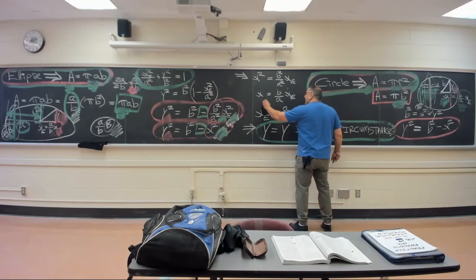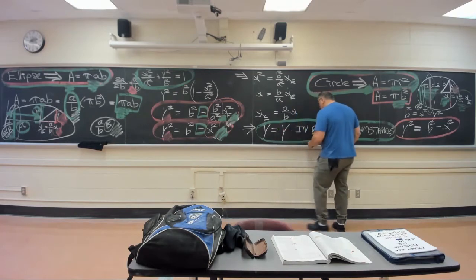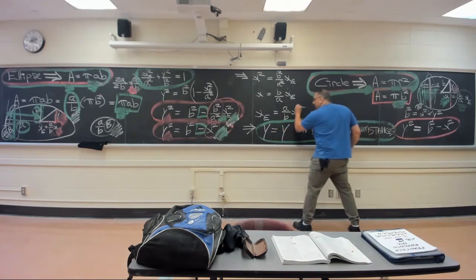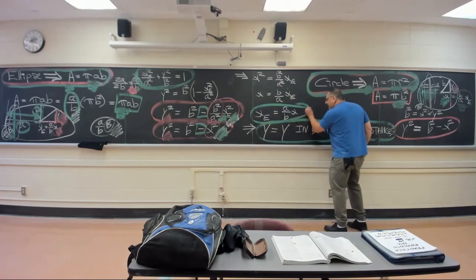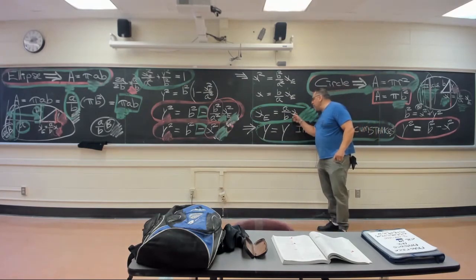Square root both sides: x equals b over a times xe. Okay, interesting. Solve for xe. Multiply by a over b on each side. That's huge. Didn't I just say that? Didn't we just say that? Whatever location you got on a circle, you have to multiply the location on the circle by the bigger number, the length of the semi-major axis divided by the length of the semi-minor axis.